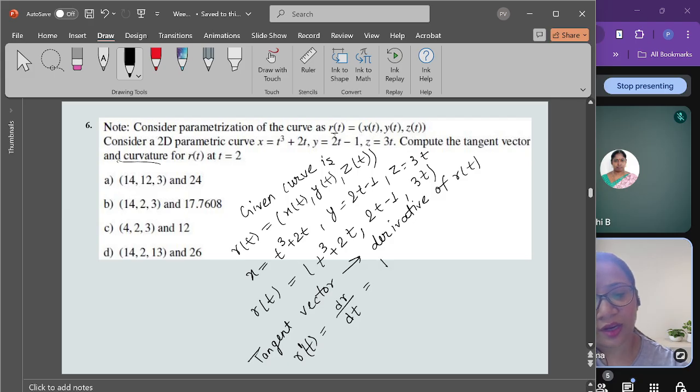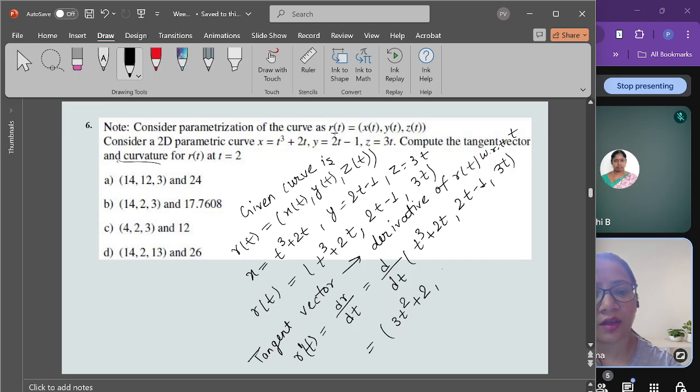so you can do it directly as well. So t cube plus 2t, 2t minus 1, or 3t. So if you just differentiate with respect to t here, you will get 3t square plus 2, and 2 only, and here 3, right?